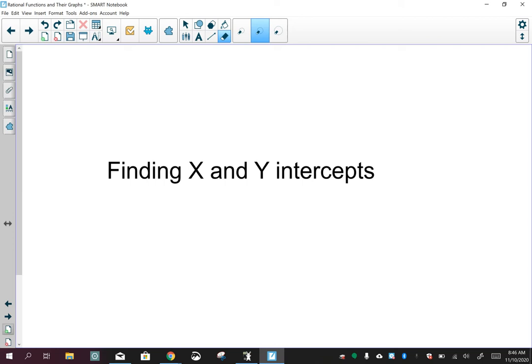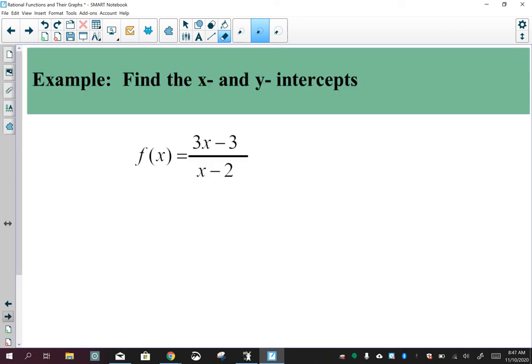Let's find some x and y intercepts. So this is not as bad as it sounds. You remember x-intercepts are where you cross the x-axis, and y-intercepts are where you cross the y-axis. If you're given this problem, it could look kind of daunting, but remember, your y-intercept happens when your x is equal to 0.